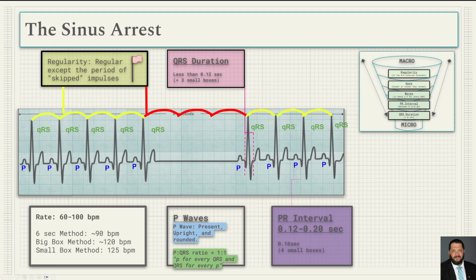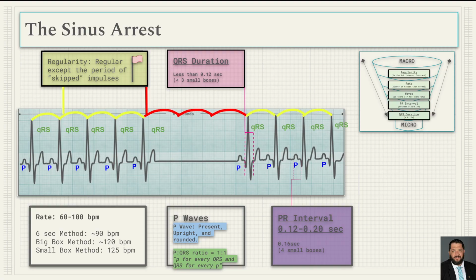The sinus arrest. For the sinus arrest, we're going to use the same process as we did for the other sinus rhythms. Let's first look at our regularity. When marching out our R to R intervals, we note that the regularity is regular until we reach a point where everything seems to just stop, a period of electrical silence.